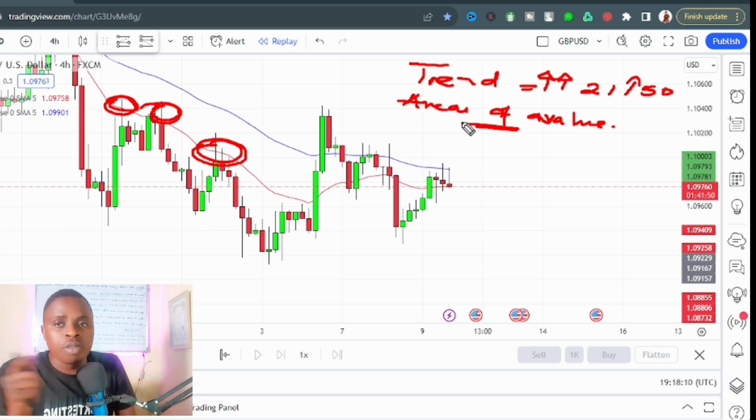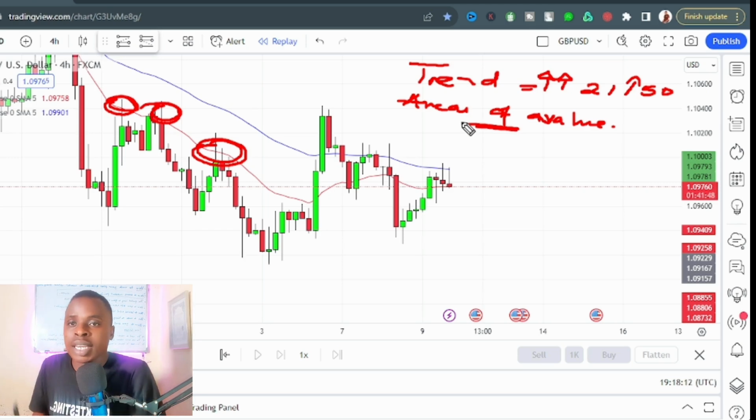So now, before I go into the entry and exit, let me give you a full step-by-step strategy using an example of the trade that I placed earlier today.